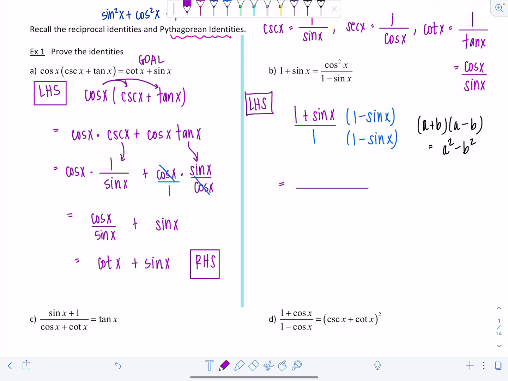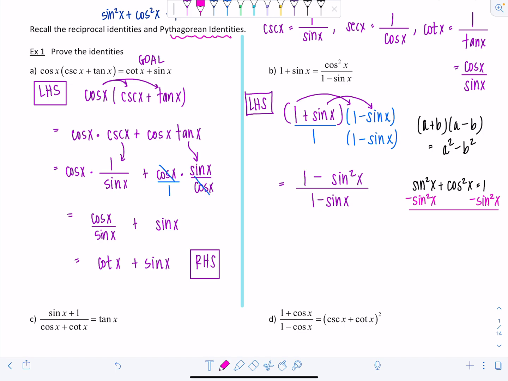In the denominator, I just have that 1 minus sine x times 1. And then in the numerator, these are conjugate pairs, so I'm going to be left with the difference of two squares, 1 minus sine squared x. Okay, now recall we have the Pythagorean identity, sine squared x plus cosine squared x equals 1. And if I subtract sine squared x from both sides, then I have cosine squared x is equal to 1 minus sine squared x. And so I notice that's exactly what I have sitting in the numerator.